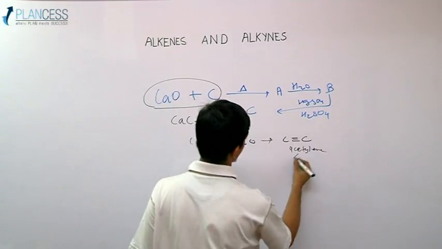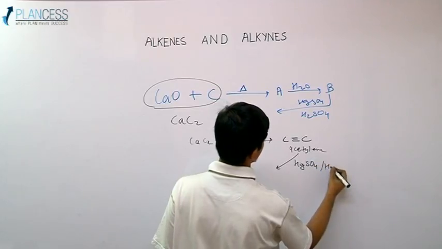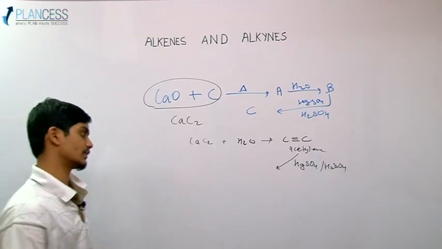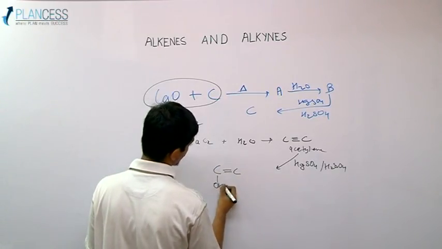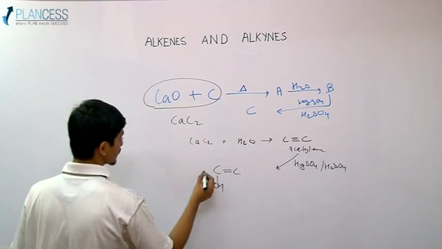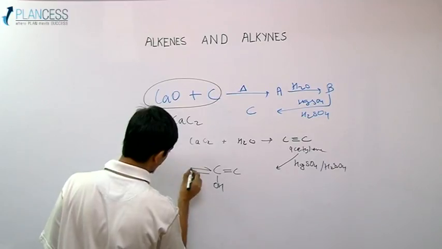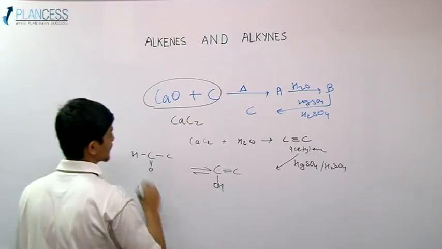And what happens when this acetylene is reacted with HgSO4 and H2SO4? Now tell me, this is a very famous reaction, we all know what happens. We will get an enol which is something like this, and which is finally tautomerized to what? An ethanal. This is an aldehyde.